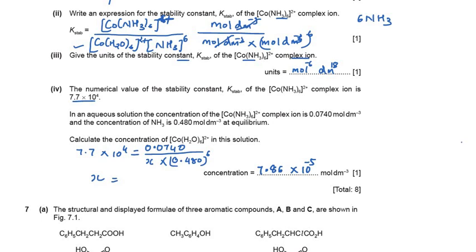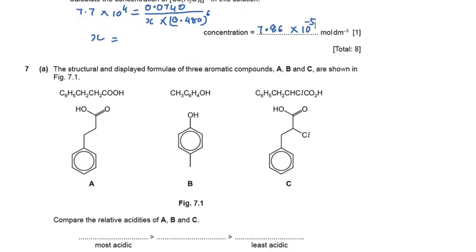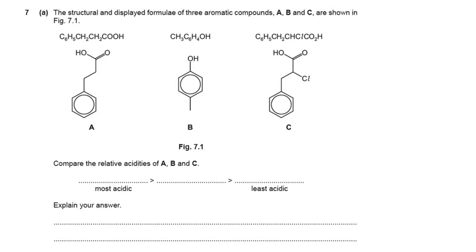Now let's go ahead with question 7 also. Now 7, it seems to be the organic part with the benzene ring structures. Question 7 says the structural and displayed formulae of 3 aromatic compounds A, B and C are shown in figure 7.1, and here are the structures. Compare the relative acidities of A, B and C.